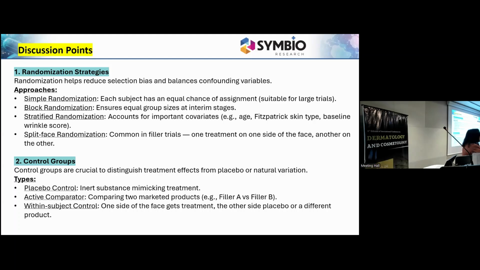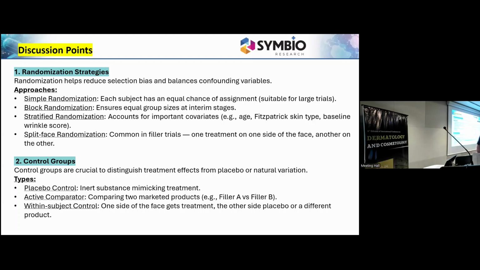As we know, without having any sort of comparison, without having any sort of control, it is very difficult to attain realistic or understandable results when we don't have anything to compare it with. So there are three types of controls. One is placebo control, another is an active comparator, and within subject control. Placebo control could be some sort of an inert substance like a saline prick, or it could be just a prick that is mimicking the treatment.